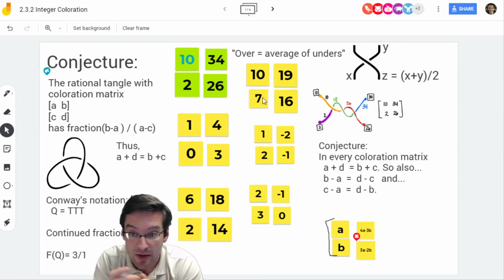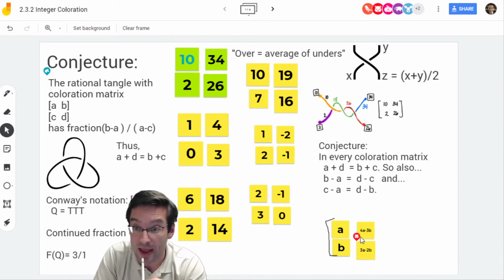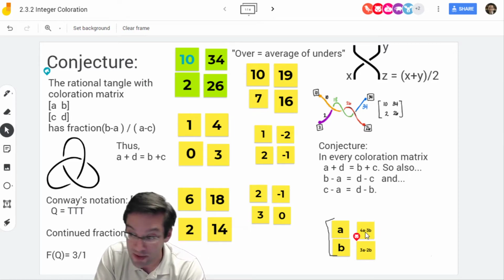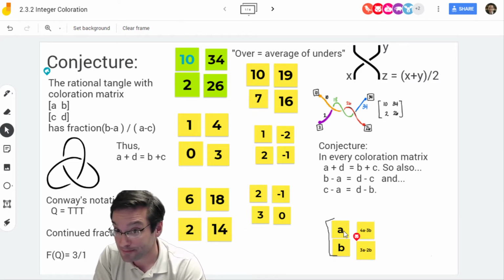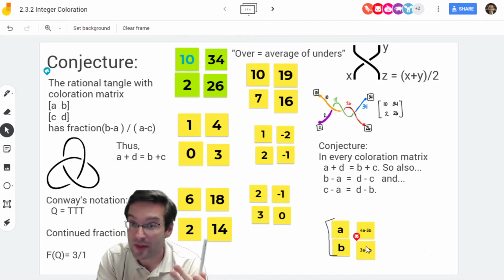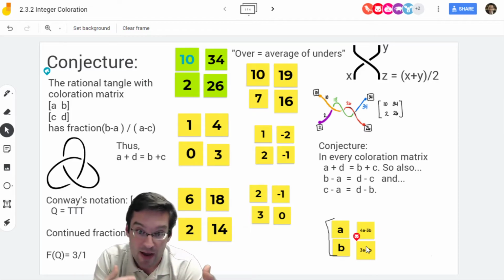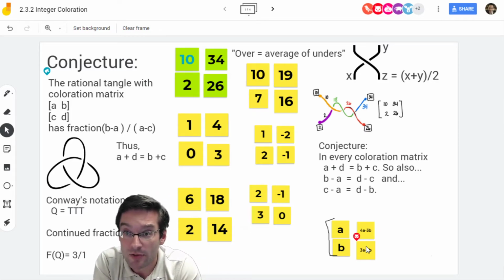You notice that no matter what A's and B's that you chose for this particular tangle, which is just 3 twists, right? If you start with A and B here, the entries you get in the other corners are 4A minus 3B, 3A minus 2B, for which the column difference is 3A minus 3B, and the row difference is A minus B. So when I divide the former by the latter, the former is just 3 times as large as the latter. And so when I divide them, I get 3, which is, in fact, the tangle number for this rational tangle.